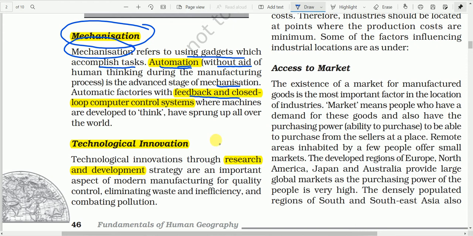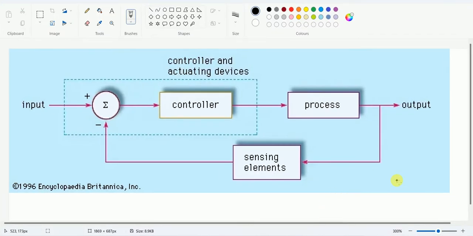Feedback and closed loop computer control systems, where machines are developed to think, have sprung up all over the world. So in the automatic factories, feedback and closed loop computer control systems are used widely all over the world. So what is this feedback closed loop computer system? Let us take one example. See here. This is a model of the feedback loop system, the feedback control system.